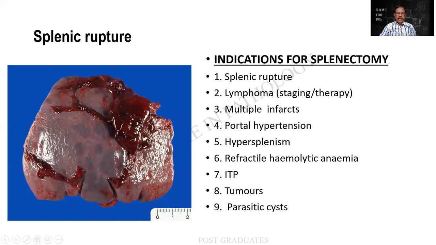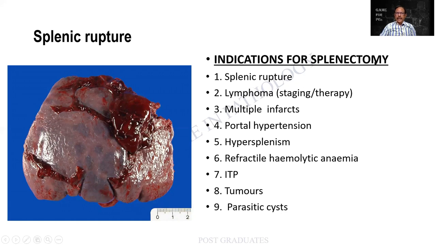Splenic rupture. As I told you, accidental rupture, traumatic one, or sometimes it is forensic, a stab injury, etc., can result in a tear of the parenchyma and the capsule. And what we will be seeing will be pools of blood.